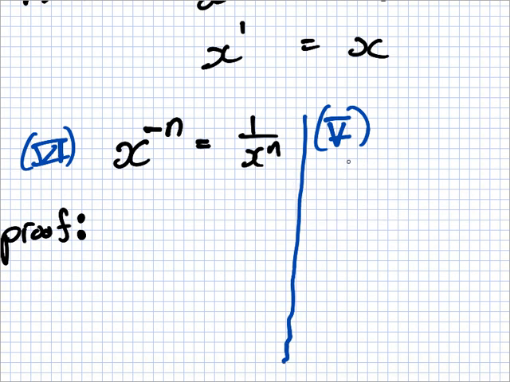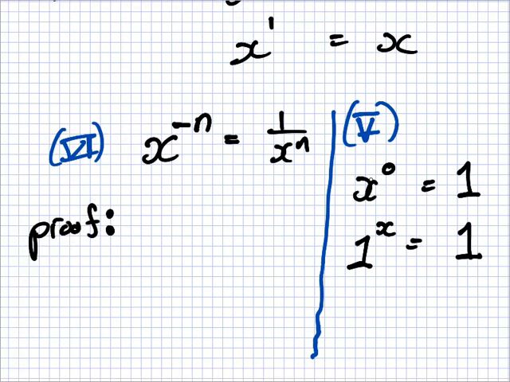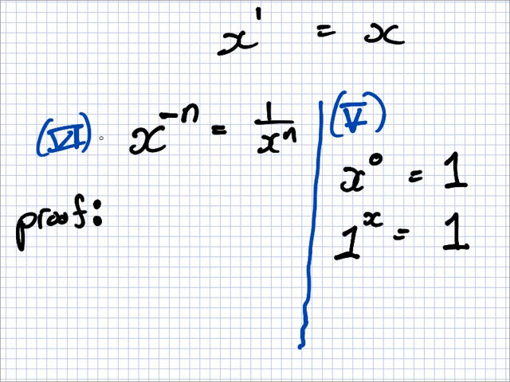The 5th rule isn't really a rule, it's more a definition. The first one is, if you have anything to the power of 0, you get 1. And then the other rule, I guess you could kind of call it a rule, is if you have 1 to the power of anything, that's always 1. Okay. So if I use that, it'll be helpful in the proof of number 6, and that's 5.